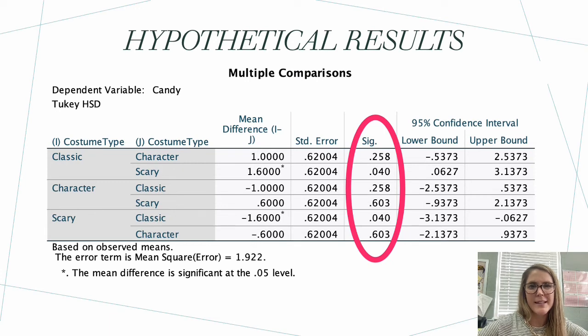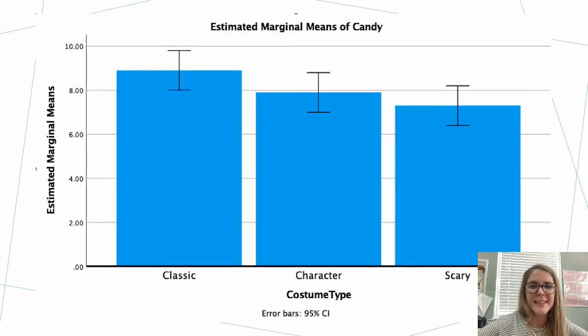We can better understand this by looking at charts and graphs that SPSS gives us. In this case, we get a bar chart, and this bar chart shows us that the classic Halloween costume resulted in more candy than the character type of Halloween costume or the scary type of Halloween costume. But we know from looking at our significance values that really only the classic type of Halloween costume was statistically significantly more effective than the scary type. There's really not a meaningful difference in the amount of candy you would get if you wore a classic versus a character type of Halloween costume. In this hypothetical study, you might decide to go with either.